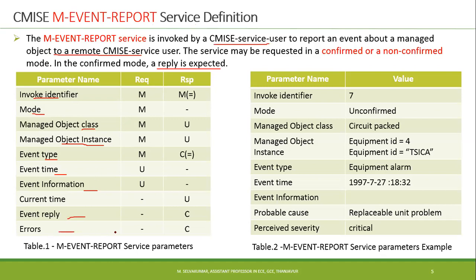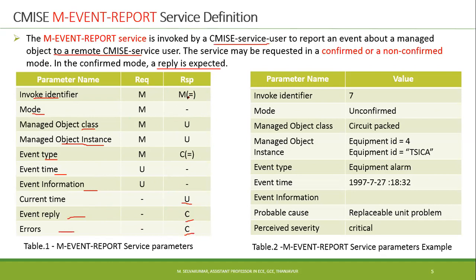And errors, if any. The current time, event reply, and errors are applicable in the response. U is the user option and C is the conditional. This response will be received by the manager system in the confirmed mode.